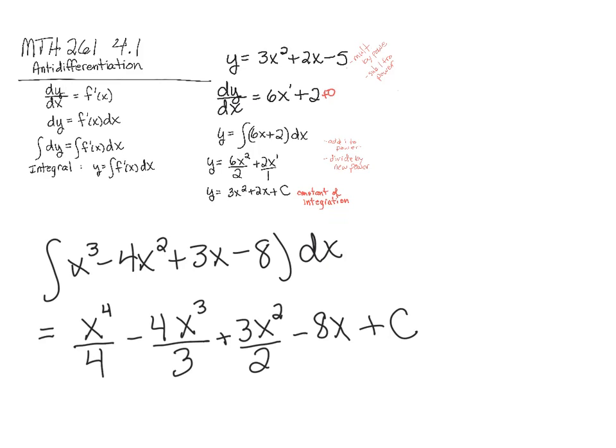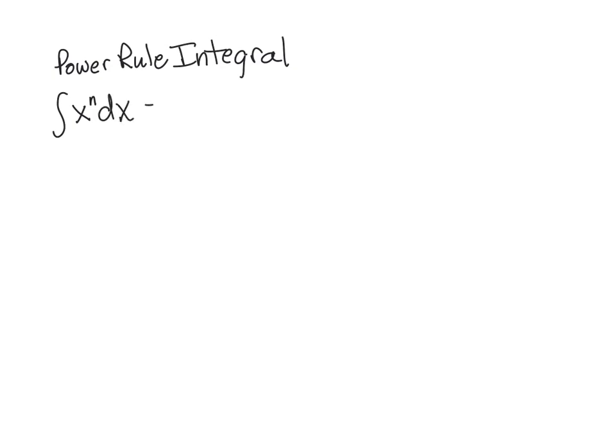I'm going to give you more than just one rule here. First, the power rule for integrals. If we have the integral of some variable to some number power, we're going to add 1 to the power and divide by the new power and allow for a constant of integration.